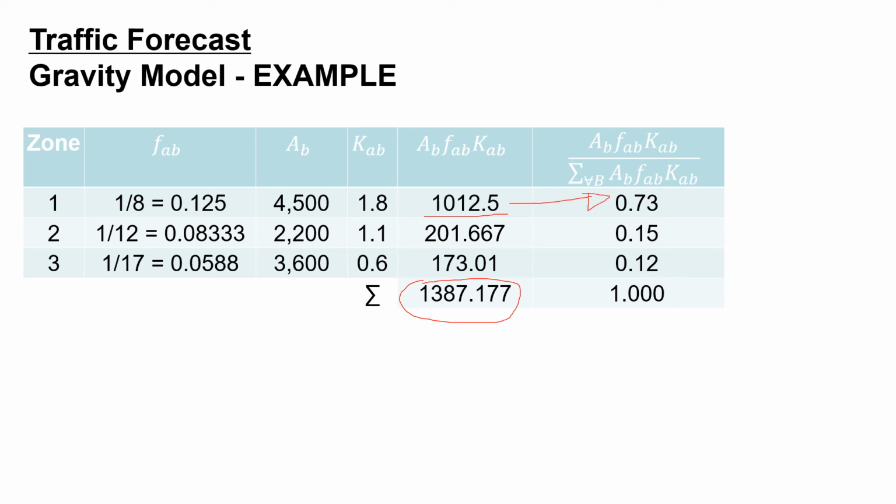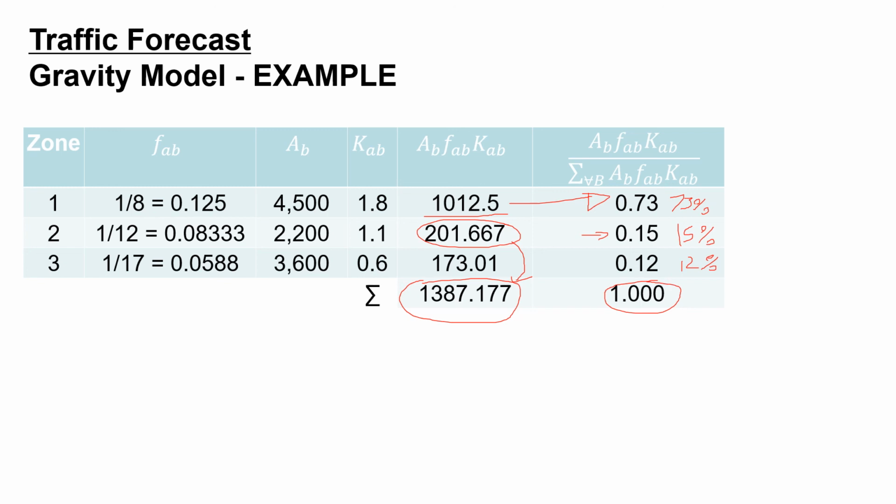We'll do the same thing for the next row. This 0.15 is equal to 201.667 divided by 1,387.177. And this is telling us roughly that we're going to have 73% of the trips attributed to zone 1, 15% in zone 2, and 12% attributed to zone 3. And that should sum up to 1.